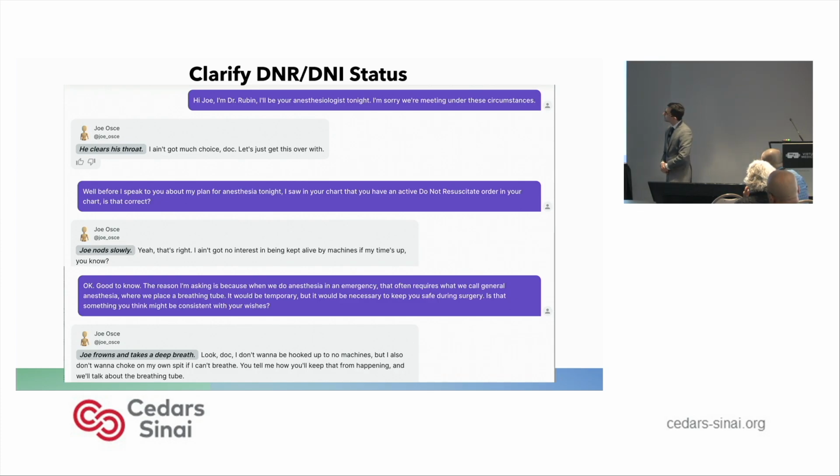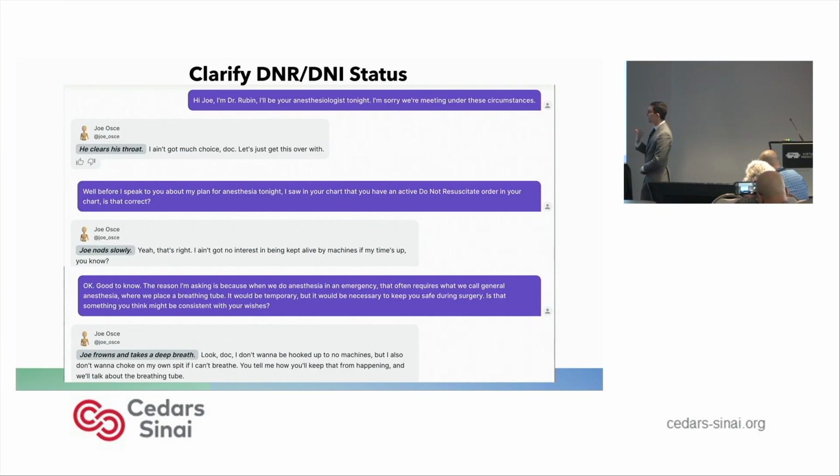So here I say, Joe, I'm Dr. Rubin. I'll be your anesthesiologist tonight. I'm sorry that we're meeting under these circumstances. He says, I ain't got much choice, doc. Let's get this over with. Well, before talking to you about my plan for anesthesia tonight, I saw on your chart that you have an active do not resuscitate order. Is that correct? He says, yeah, that's right. I don't want to be kept alive if my time's up.